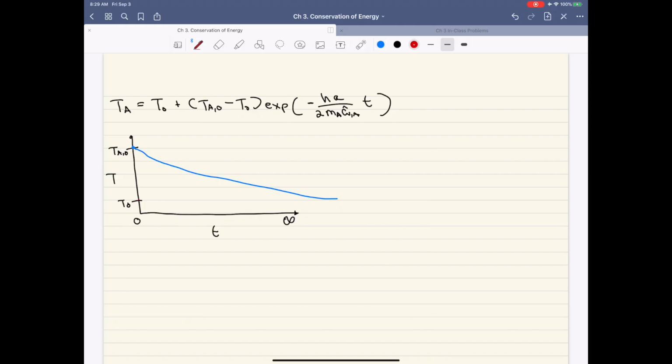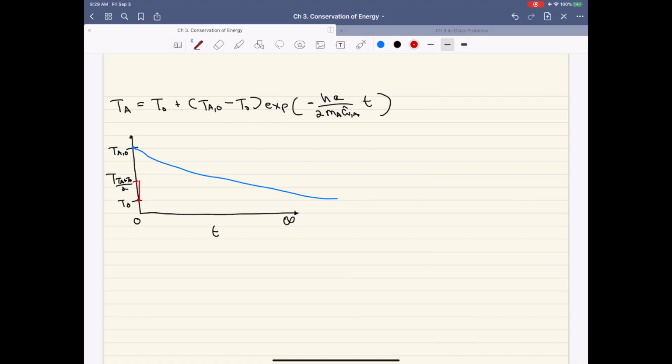For the B temperature, it's a little bit more interesting. At time equal to 0, it's still equal to T naught. But as soon as the time is not equal to 0, the temperature will jump up immediately to be the average of TA plus T naught divided by 2.